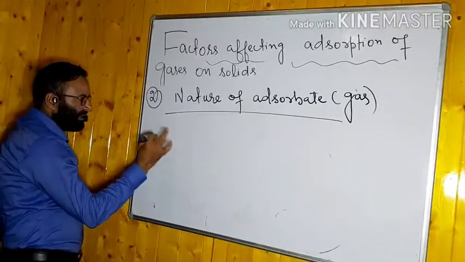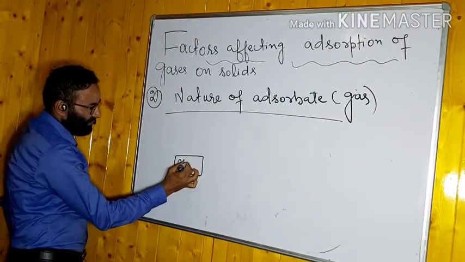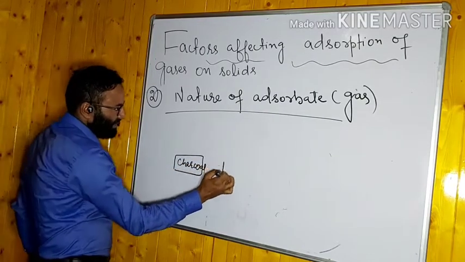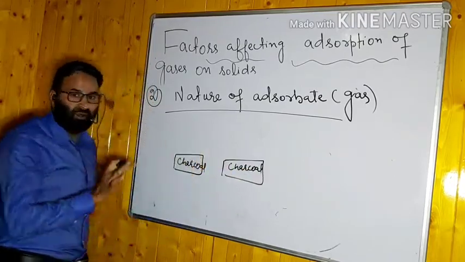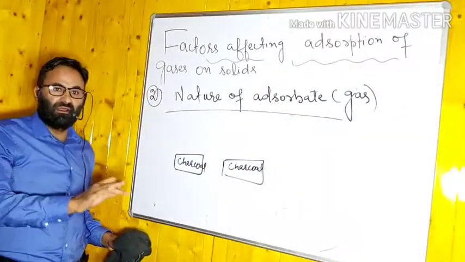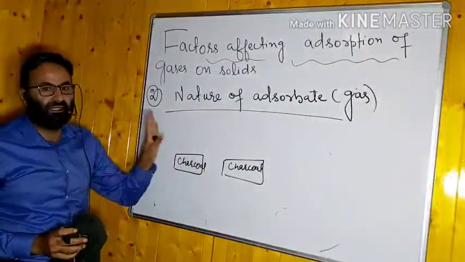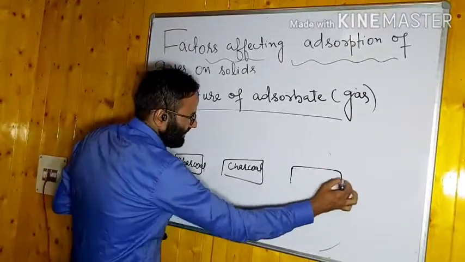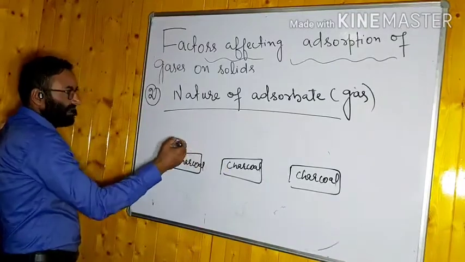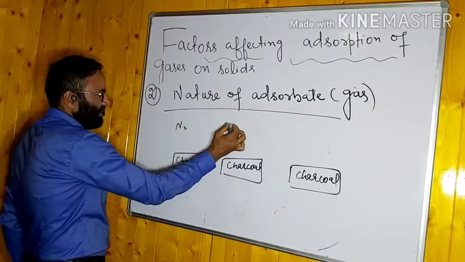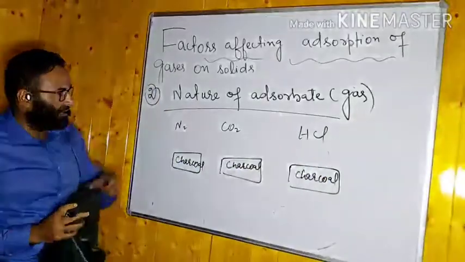I will take the similar activity. For example, you have the charcoal. Now I will take the same adsorbent surface. In the first activity we have taken the same adsorbent, मगर हम यहाँ पे adsorbent surface same रखेंगे. For example, यहाँ पे charcoal है. Now if you take different gases: nitrogen gas, carbon dioxide gas, HCl gas.